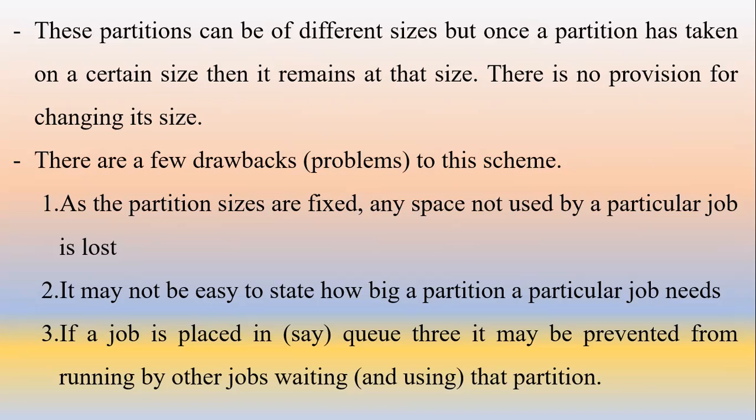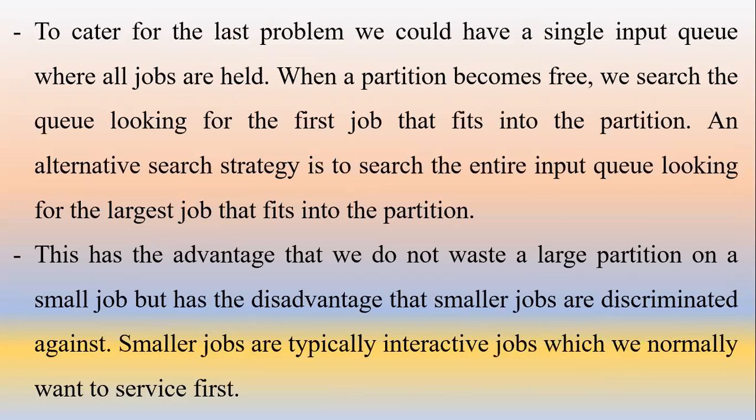Number three, if a job is placed in, say, Q3, it may be prevented from running by other jobs waiting and using that partition. To cater for the last problem, we could have a single input queue where all jobs are held. When a particular partition becomes free, we search the queue looking for the first job that fits into the partition. An alternative search strategy would be to search the entire input queue looking for the largest job that fits into the partition.